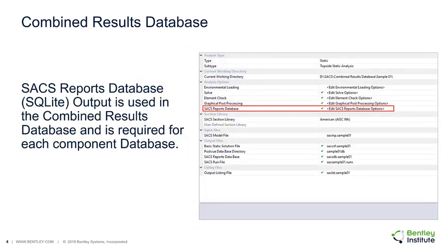The SACS reports database output is used in the Combined Results database and is therefore required for each component database. The SQLite database output can be enabled by checking the SACS report database option in the analysis generator for each component analysis. Dissimilar models may be combined, which can be useful for combining analyses at different phases in the structure's design life. However, SACS will combine results based upon the member's joint-to-joint definition, so it is important to ensure that the same joint-to-joint definition of members are indeed the same member across all component analyses.